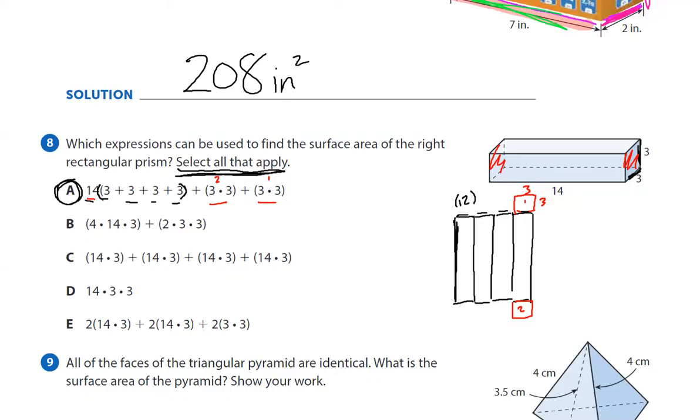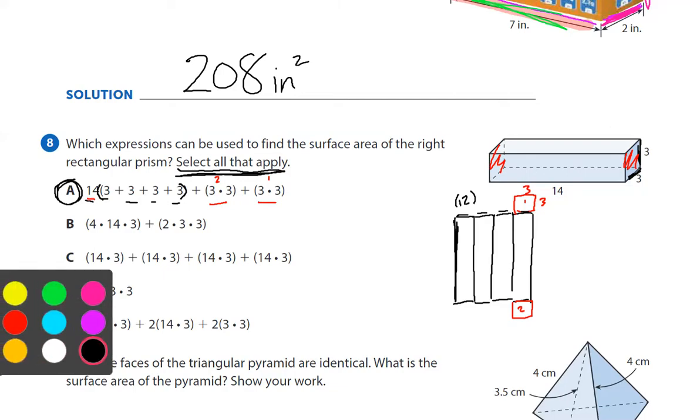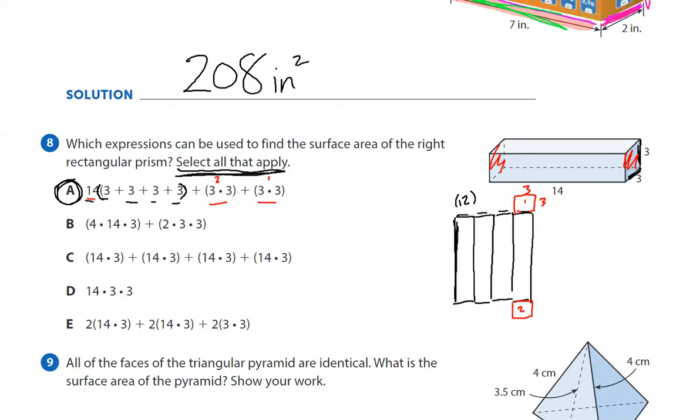Alright, next one, we have 14 times 3, which is the area of one of these rectangles, and then we multiply it by 4. Well, look, there are 4 of them. 1, 2, 3, 4. So that works for the surface area of the main part. Now, what about these 2 sides? Let's see. They're 3 by 3, and how many of them are there? There's 2 of them. So 14 by 3, and there's 4 of them. 3 by 3, and there's 2 of them. So this one works.